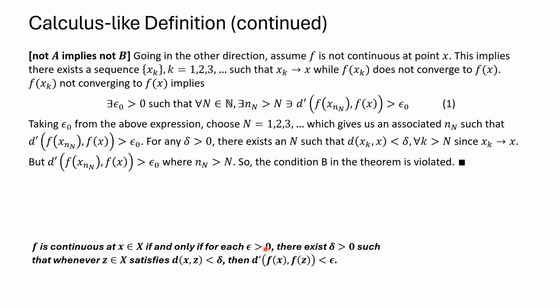So we have a given epsilon, and there's no delta such that when z is within distance delta of x, you always have the distance between f of x and f of z less than epsilon. We've shown that there's always an exception to that for this given epsilon sub 0. Okay, so that's quite a mouthful.